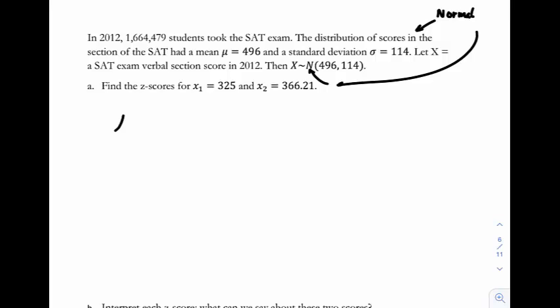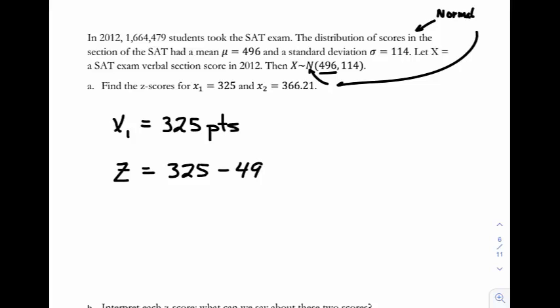If someone scored x1, if they scored 325 points on the SAT, considering that the mean is 496 points, this one scored below the mean, therefore the z-score is going to be negative. Let's make that conversion over to z. We'll take 325 minus 496, and then divide that by the standard deviation, which is 114 points. Okay, let's go ahead and do that.